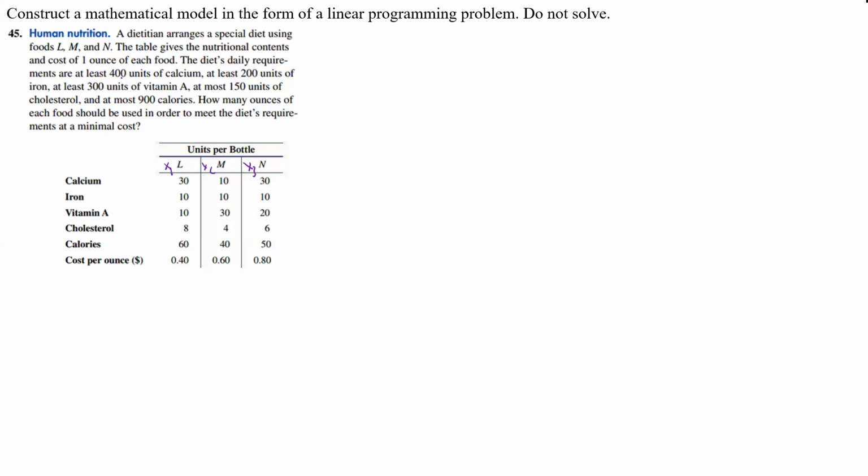And so it requires at least 400 calcium, 200 iron, and 300 of A, and at most 150 of cholesterol, and at most 900 calories. So, how many ounces of each food should be used to meet the diet's requirements at a minimal cost? All right, so we know those things. So min C is going to be equal to what? Well, we have to plug in our values here.